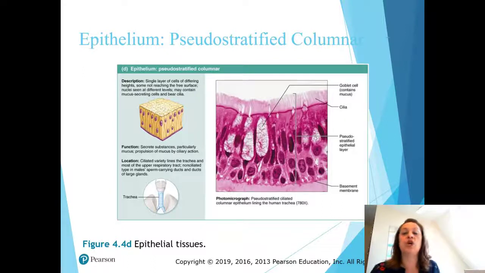Interesting little tissue there. You'll notice some pretty prominent cilia on the top of that. Look at those fuzzies, right? And notice where we're going to find them. The ciliated variety lines the trachea, again, getting that mucus up, and in the sperm-carrying ducts, right? We're going to move the sperm along, and in some of our large glands.